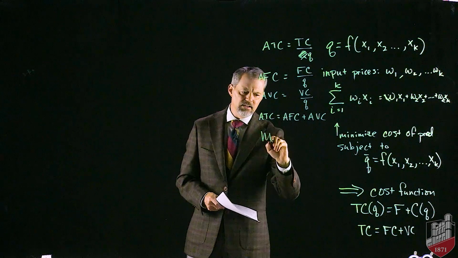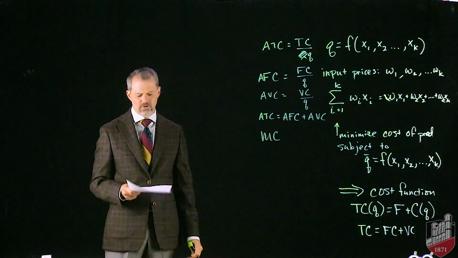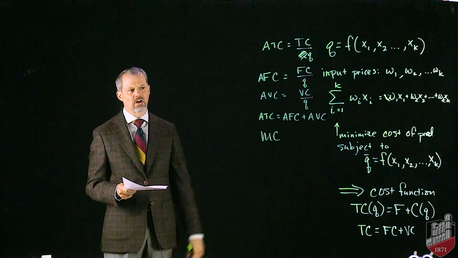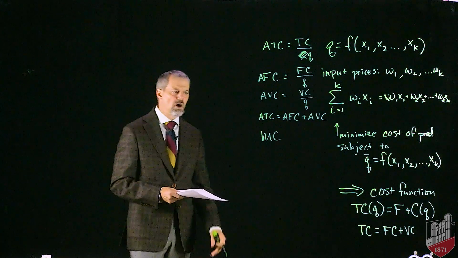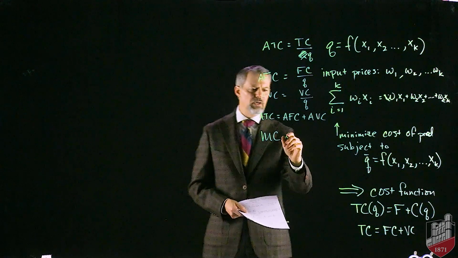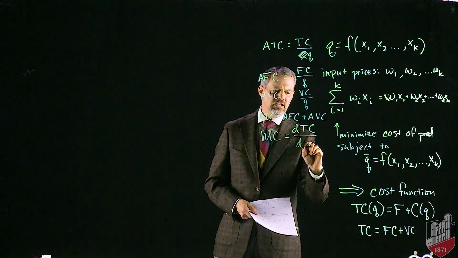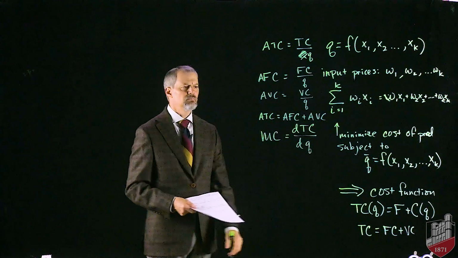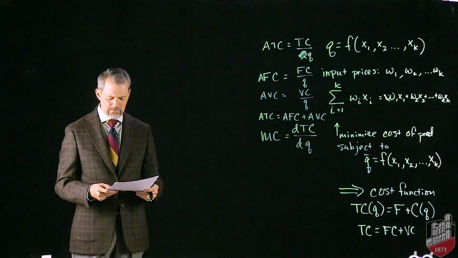Marginal cost is arguably the most important cost measure that we think about. And marginal cost is just the change in total cost when you change quantity by a unit. So we could think about that as the change in total cost when you change output. Usually we're thinking about a 1 unit change in output.